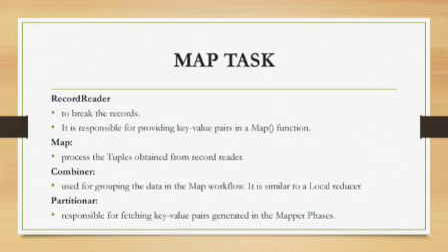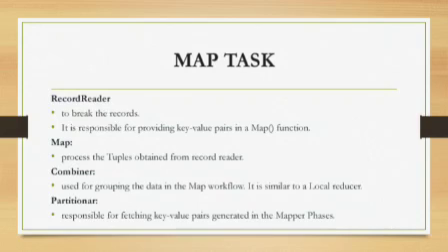Okay, what is record reader? The purpose of the record reader is to break the records. It is responsible for providing key value pairs to the map function. The key is actually its locational information and the value is the data associated with it.